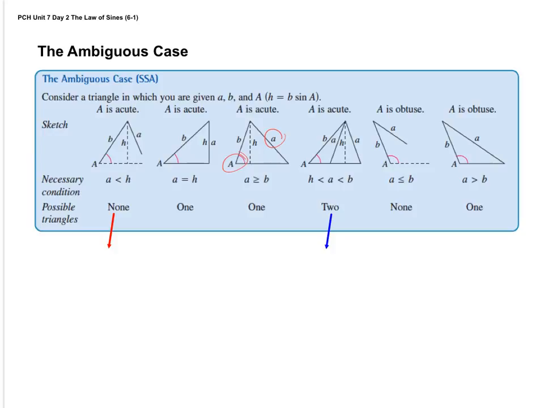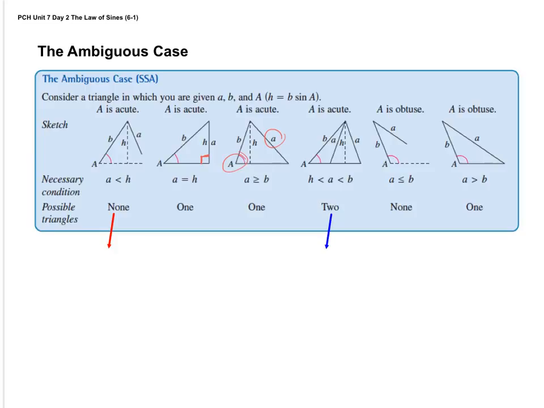One case is when it turns out that we actually have a right triangle. This side A that we're given right here actually equals the height, which means that this would be a right triangle. That's going to give us one unique solution. So that's a case that we can actually use. Hopefully, if we recognize that it's a right triangle, we're not using the law of sines. We just use SOHCAHTOA because it's easier.